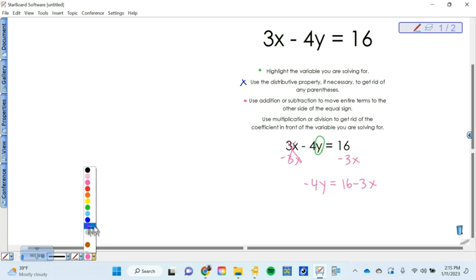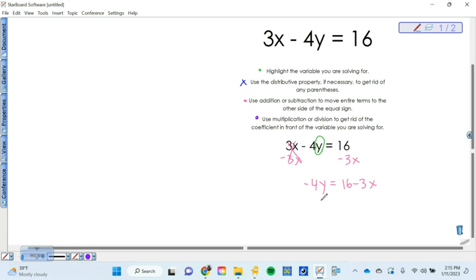And then my final step, I use multiplication or division to get rid of the coefficient in front of the variable I'm solving for. I'm solving for y. The coefficient of y is just this number out in front of it. What's the number out in front of y? -4, yes.